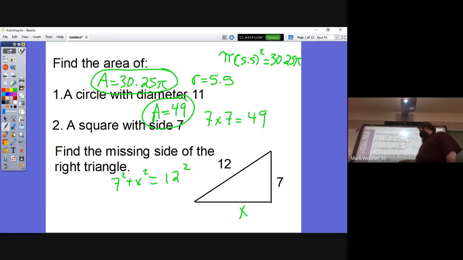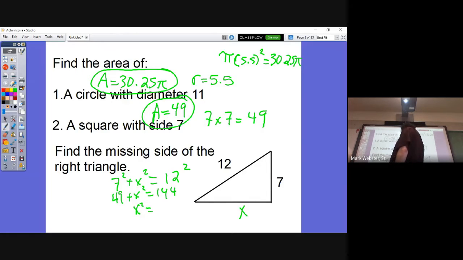So let's do this. 7 squared is 49. 12 squared is 144. And then subtract the 49 over. That ends up being like what, 95? 95, excellent. Thank you. I appreciate your reassurance. And then 95 we know is not a perfect square, right? And in fact, it's like 5 times 19? 5 times 20 is 100. Yeah, 5 times 19. Yeah, okay, good.